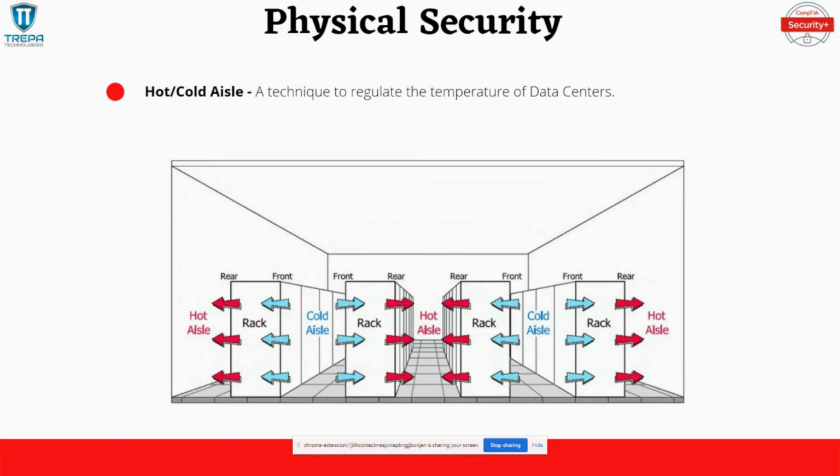And then we have hot and cold aisles. So this is temperature regulation. And this is a technique designed to optimize temperature and airflow in data centers. And why is this part of a cybersecurity exam? Again, because of that CIA triad, where availability. If our data centers are overheating and our systems are shutting down, that means they're not available, which is a concern for cybersecurity professionals.